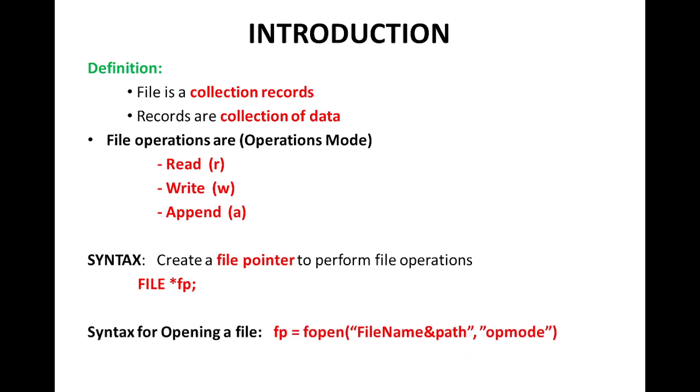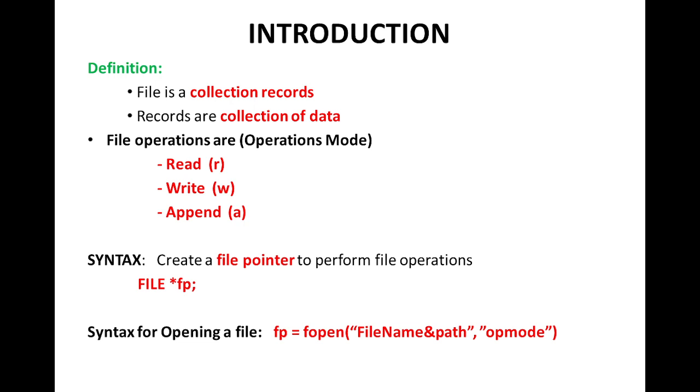Here you can see how we can open a file. The file pointer is like a file variable, a pointer variable, but we have to open the file. For that we have the function fopen. The fopen function takes two parameters. One is the file name, and also the path if it is not in the local directory. The other is the operation mode; we have already listed the different kinds of operation modes such as read, write, append.